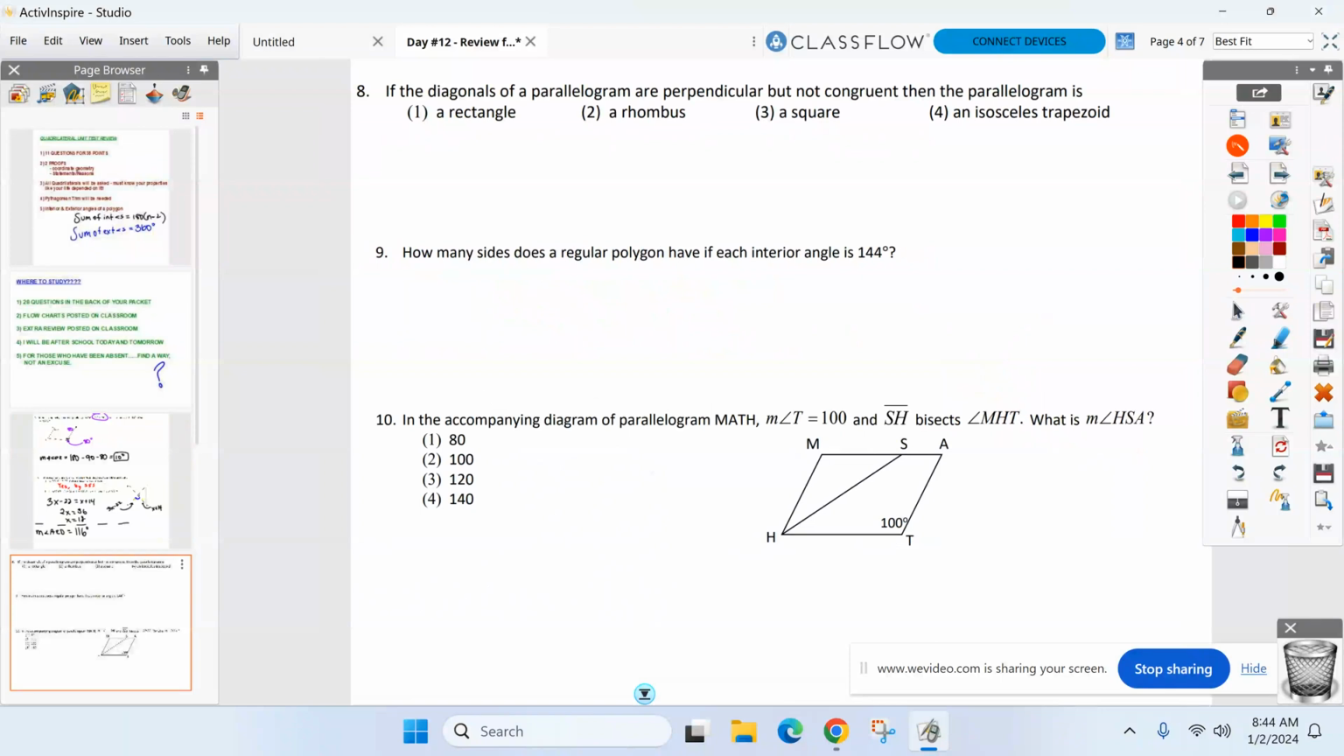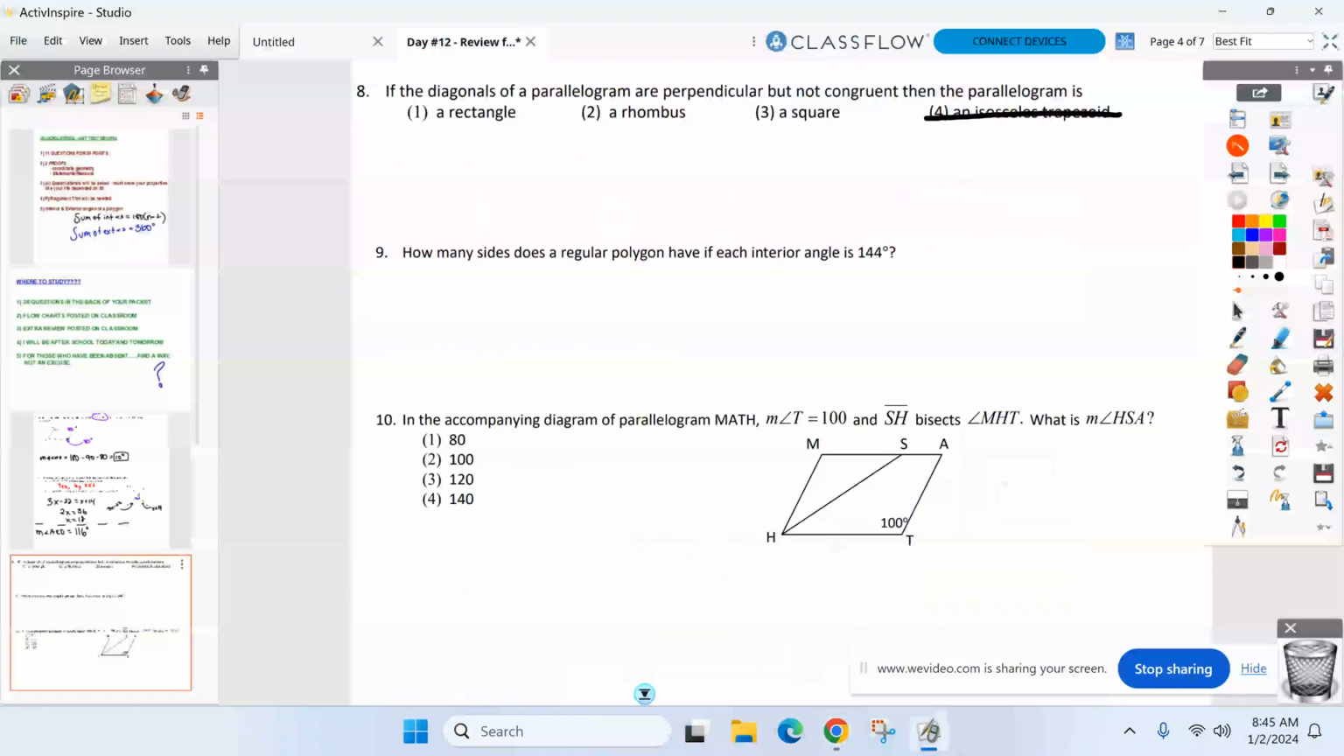Trapezoid's gone. No way could it be an isosceles trapezoid. That's not even a type of parallelogram. So it's down to these 3, and this is straight up properties. I think this is similar to the first question I'm going to ask on Thursday. It's just a straight up properties question. Which one are they perpendicular but not congruent?